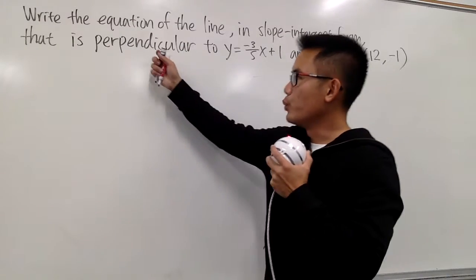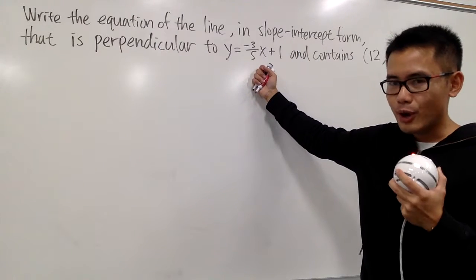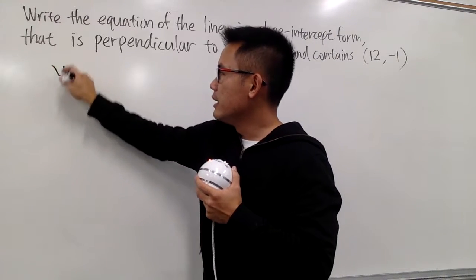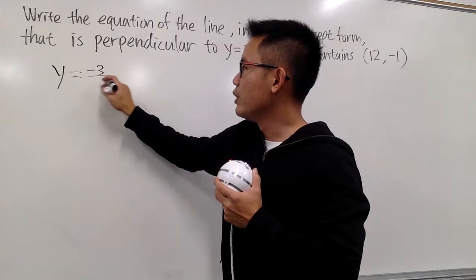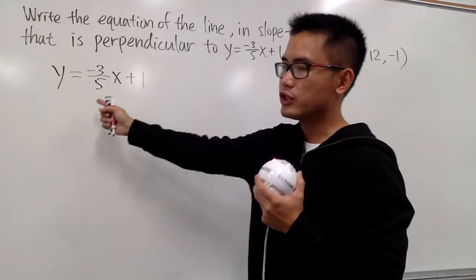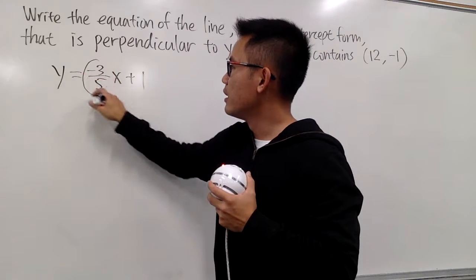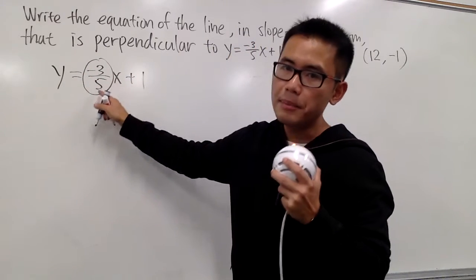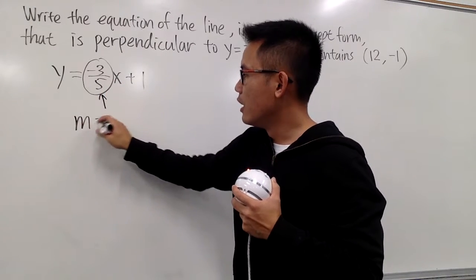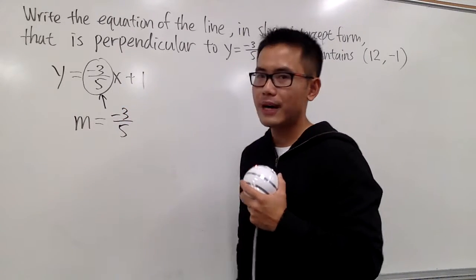So the condition here is that we want to have the line to be perpendicular to this line. With that being said, you have to know what's the original slope for this line, right? And let me just write it down right here. It's given that y is equal to negative 3 over 5x plus 1. This is pretty good because this equation is in the slope-intercept form already. That means this right here, the coefficient of x, the number in front of the x, it's the slope already. So that's the original slope for the original line, which is negative 3 over 5, right?